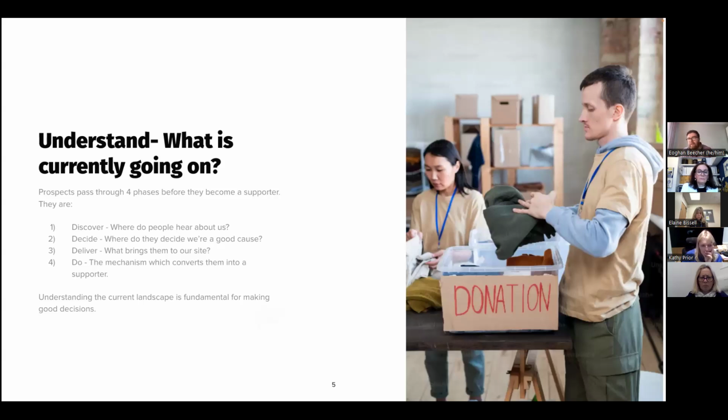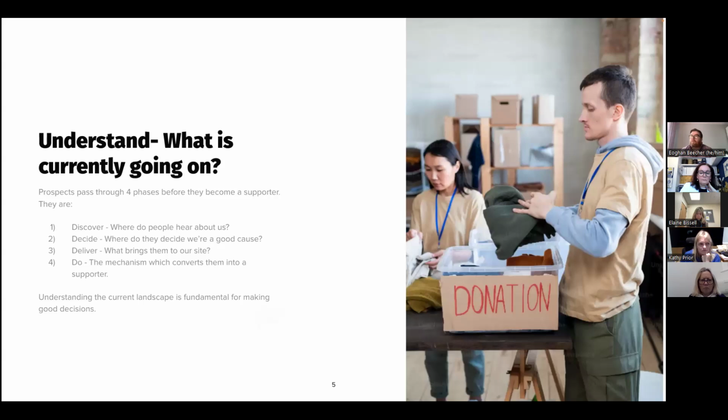There's a delivery phase, which is the mechanism that takes somebody from their kitchen table where they like a charity's ideas into a position of being able to give. And there is a doing phase, which is the mechanism that converts somebody to a supporter.